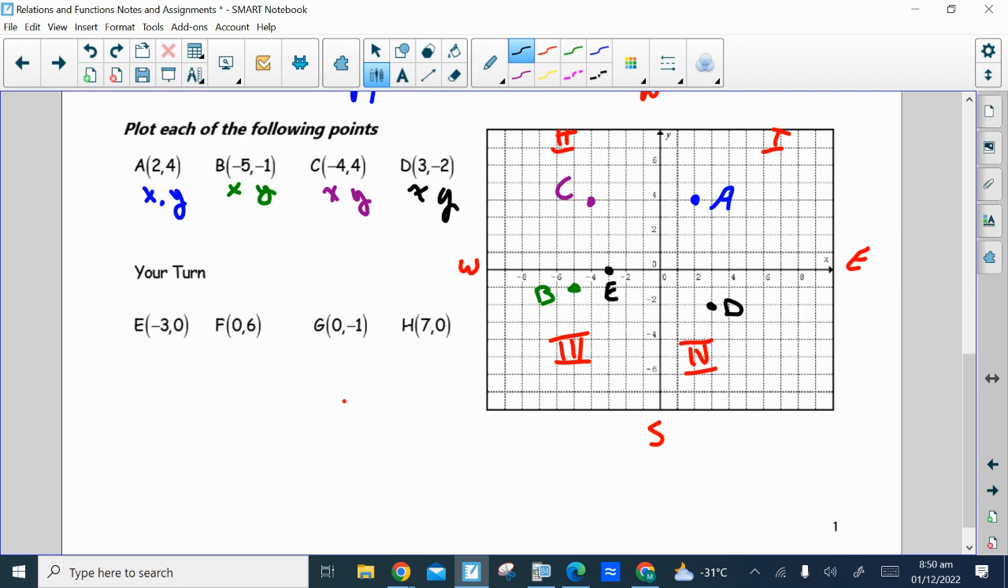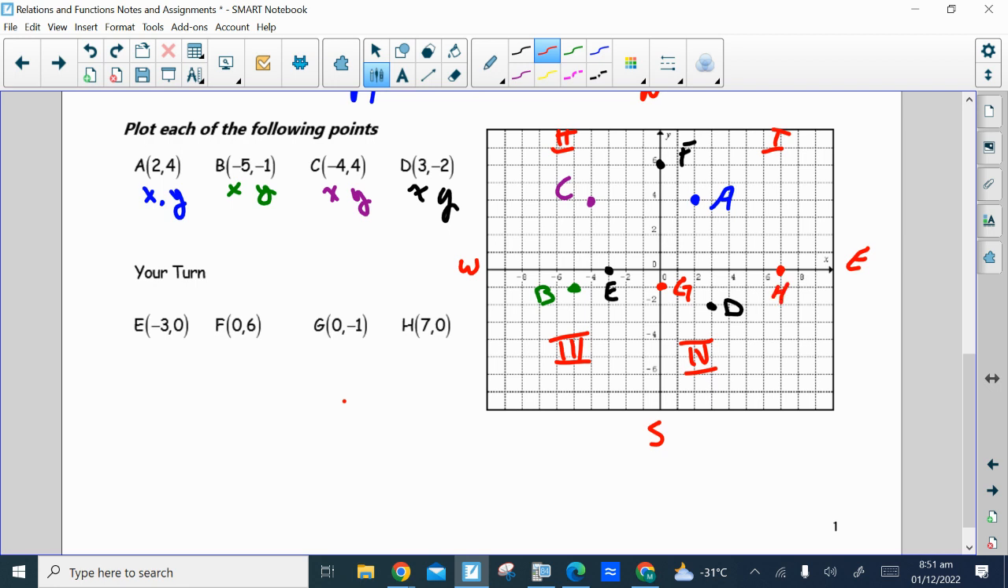So the next one, x is 0, which means you don't go left or right. Y is +6, though, so you're going to go up 6. So there's point F up there. This one is on the y-axis because x is 0. You don't go left or right. G, 0, -1 means you don't go left or right. You just go down 1. Again, this one is on the y-axis. There's point G. And H, 7, 0 means you go 7 to the right. Because the y value is 0, you don't go up or down.